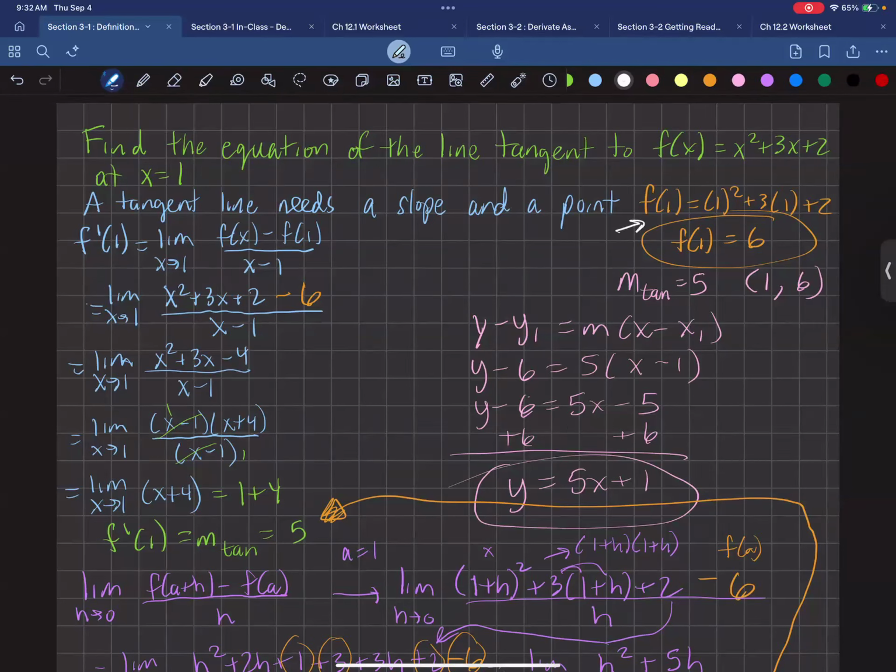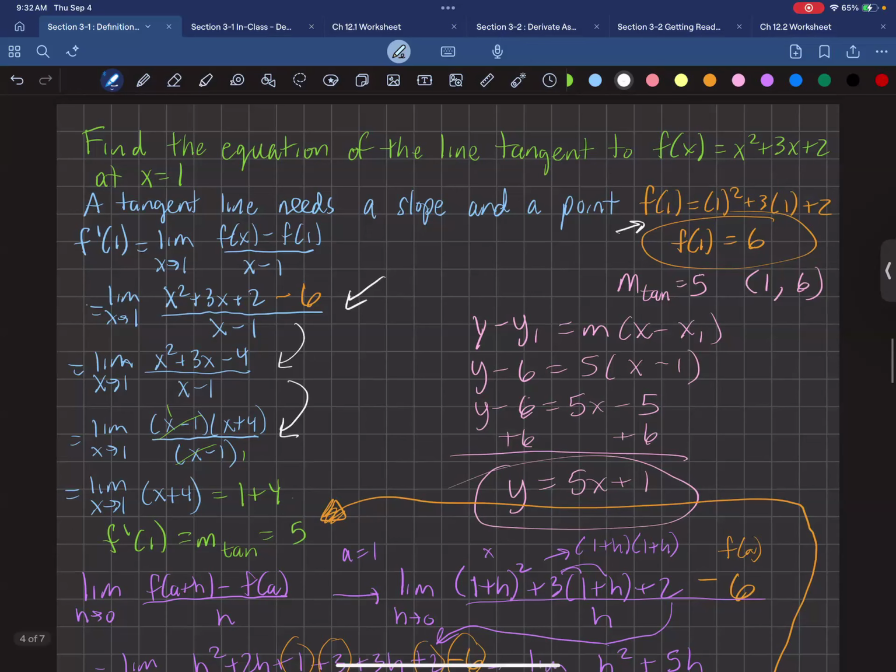I quickly calculated what f of 1 was because we use it 2 times in both of the different calculations. So f of 1 was 6. So when I do f of x minus f of 1, I get this. You clean up, you get that. If you factor, you get that. So we can cancel, and then we plug it in, and we're going to get the tangent line has a slope of 5.